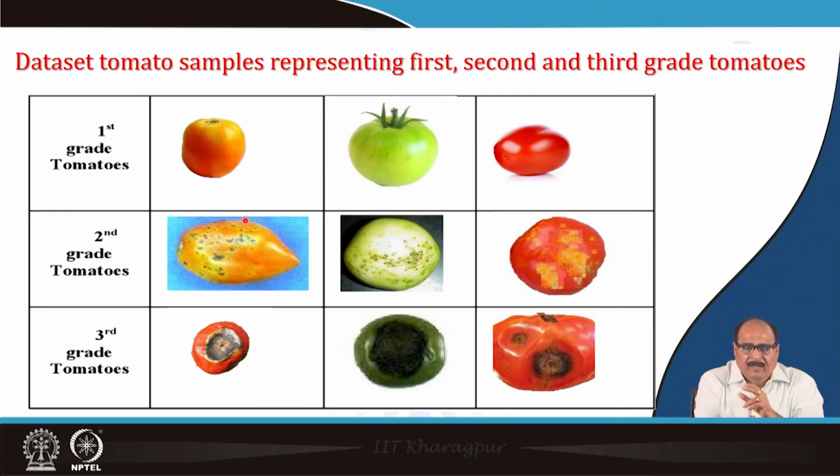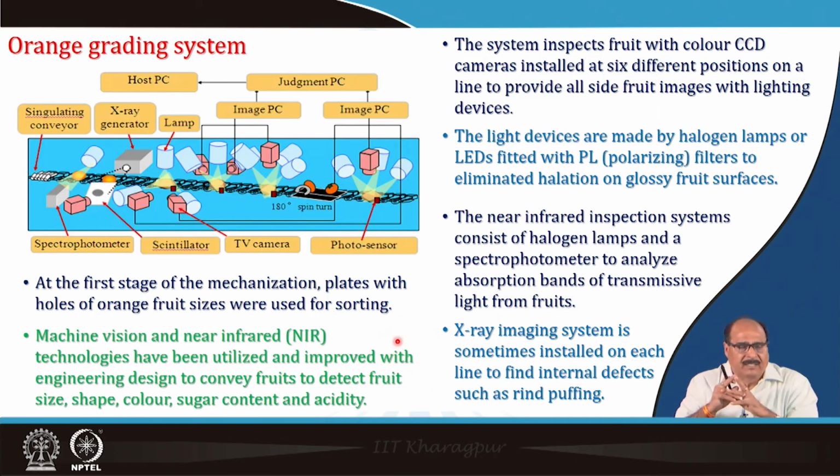tomatoes. So, first grade may be different, particularly even pure green or fully ripe or medium ripe. That may come in a pure grade, but second grade and third grade are the green. In the green category you can see second grade or third grade. So, all these things, automated systems can detect.